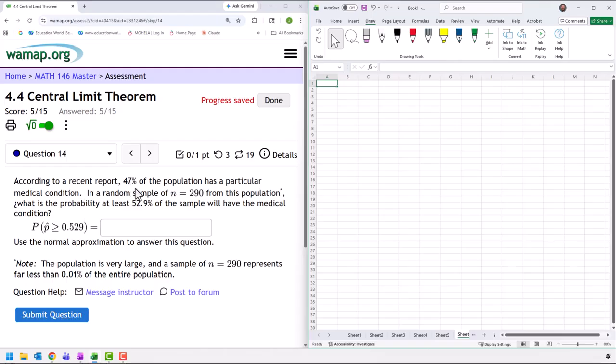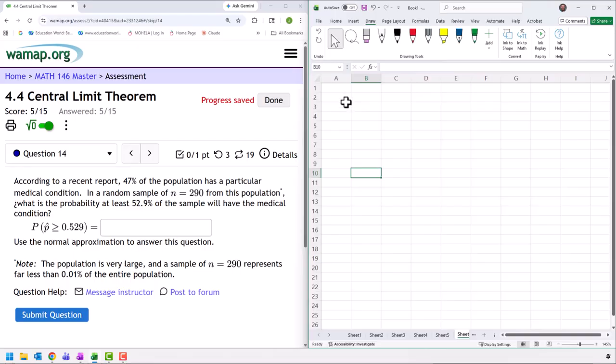According to a recent report, 47% of the population has a particular medical condition. In a random sample of n equals 290 from this population, what is the probability that at least 52.9% of the sample will have the medical condition? So, I guess we're looking for the right-hand side here for this. So, getting the important information we have here, we've got P 0.47, N 290, just interpreting from our problem.